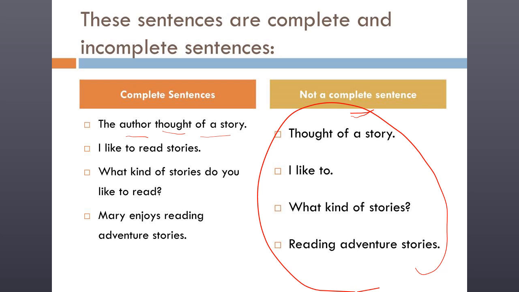So "What kind of stories?" No, it's not a complete sentence. What kind of stories what? If somebody said, "What kind of stories?" does it make sense? No, it needs more details to make it complete. If I said, "reading adventure stories," makes what? I can say, "Reading adventure stories makes me happy." So you have to put more details to make it complete. So all of this part is not a complete sentence.